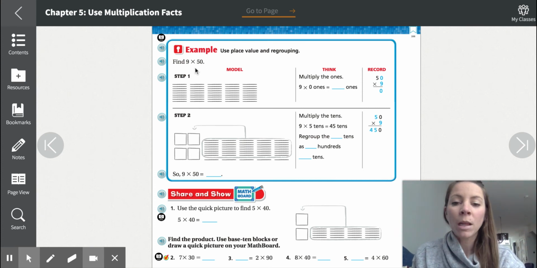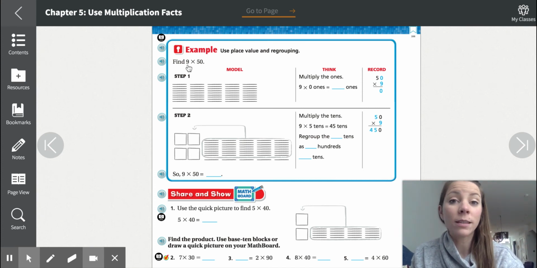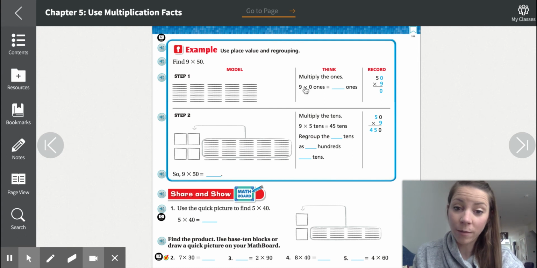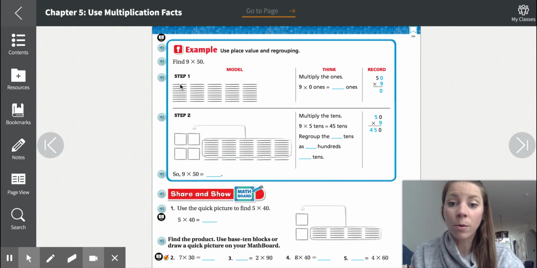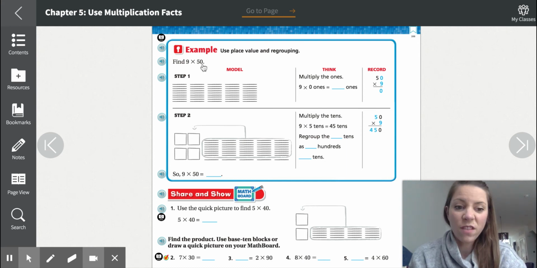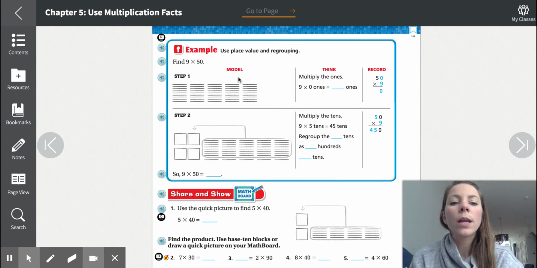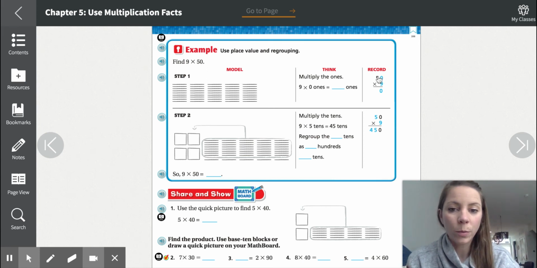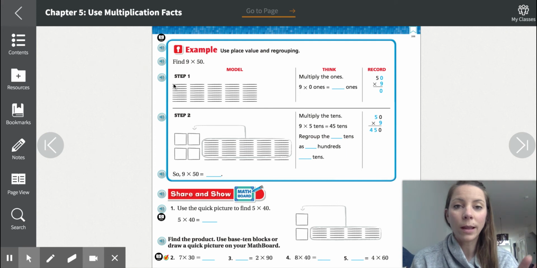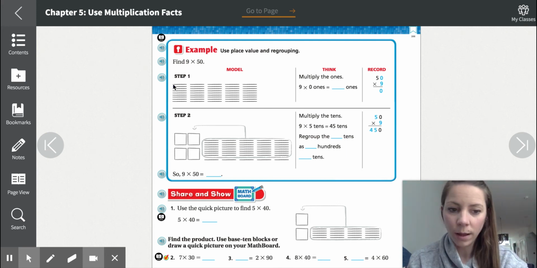Okay, so let's think of what that means. 9 groups of 50. So I have my 9 rows, and they put 5 tens into the row because that's 50. Okay. And they have no ones because there's no ones in 50, right? So now here's what we're going to think about as we write this problem vertically. What we say is we are going to go one place at a time and multiply each place. First, multiply the ones, then multiply the tens, then multiply the hundreds, okay?